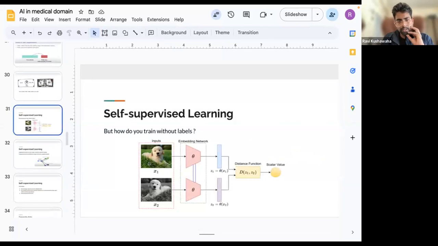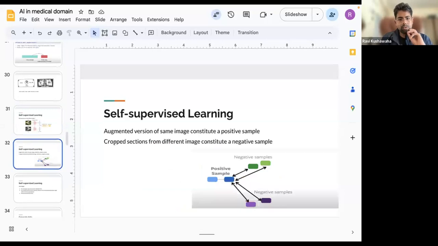So what we do is that we take an image of a dog, and the other image is an augmented version. Here it is a decolorized and flipped version of the same dog. So what we want is that when it passes through a neural network, the feature embeddings of these two images are as close as possible. So we want the augmented version of the same image to constitute a positive example.